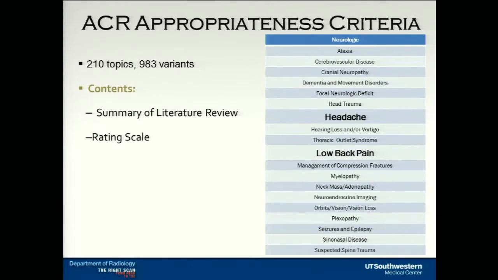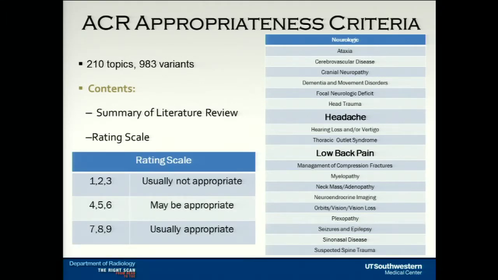Each document contains a summary of literature review to indicate where the recommendations are coming from, and a rating scale in which 1, 2, 3 is used for situations in which a study is very rarely and usually not appropriate, 4, 5, 6 in situations when it may be appropriate depending on clinical judgment, and 7, 8, and 9 for studies which are the standard of care and usually appropriate.